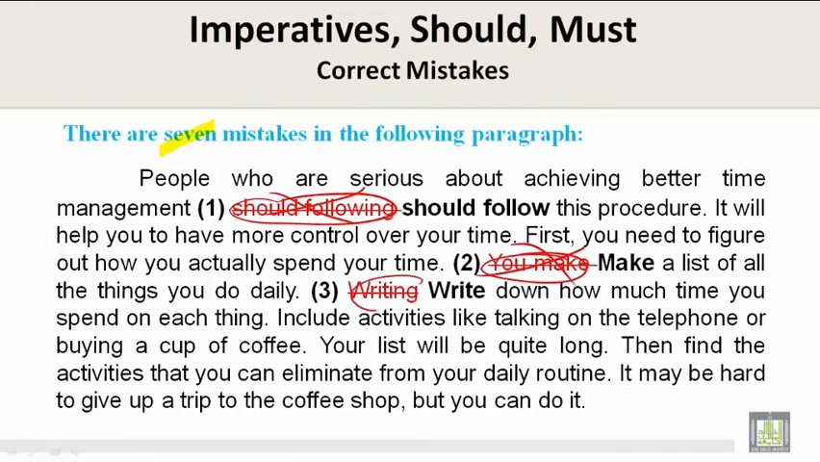Write down how much time you spend on each thing. Include activities like talking on the telephone or buying a cup of coffee. Your list will be quite long. Then find the activities that you can eliminate from your daily routine. It may be hard to give up a trip to the coffee shop, but you can do it.